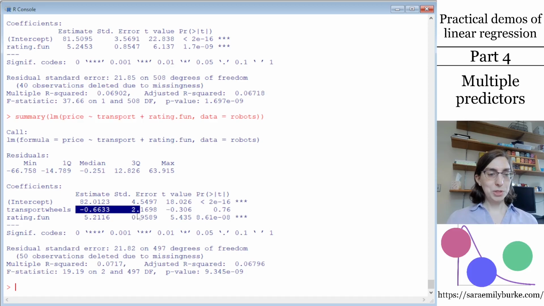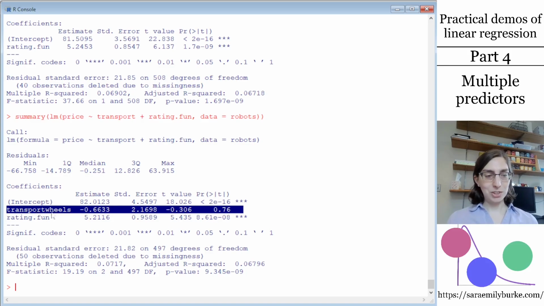The difference between the wheeled robot and the legged robot is now not statistically significant. And that was a pretty large difference before. It has completely vanished in this regression model that adjusts for how fun the robots are. So, although overall there was an average difference in price between the robots with wheels and the robots with legs, when we are holding fun constant, imagining robots that have the same fun but differ in their wheels and legs, the difference is not statistically significant.